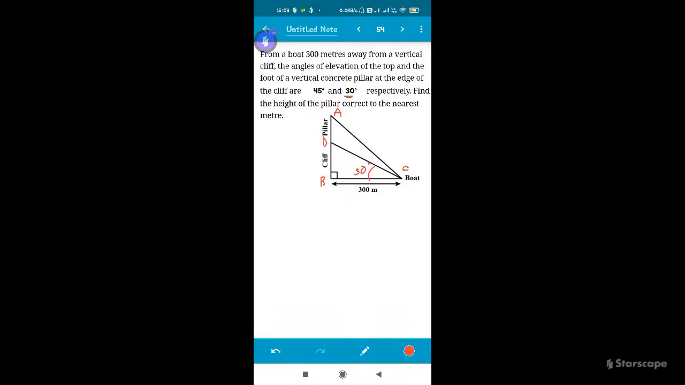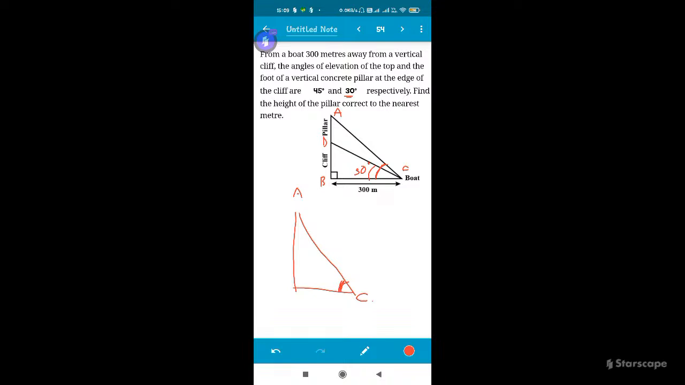And what has been said, the angle of elevation of the top, that means the entire thing. Okay, don't get confused that why I am taking this entire thing. Just imagine you are dividing this triangle into two parts. So this is the top of the pillar and this is the boat. This is the boat C.